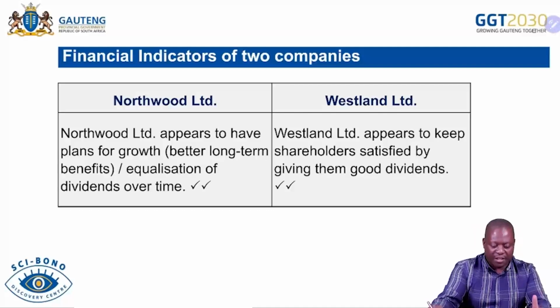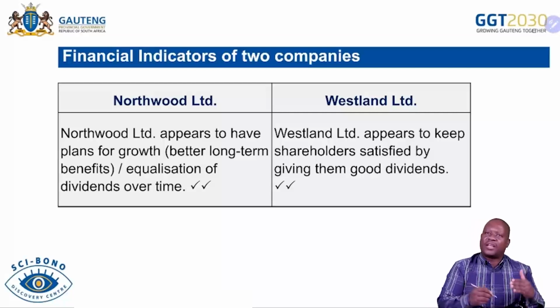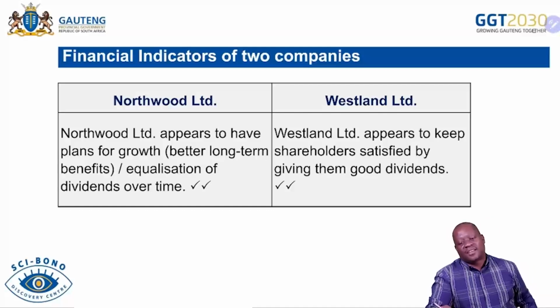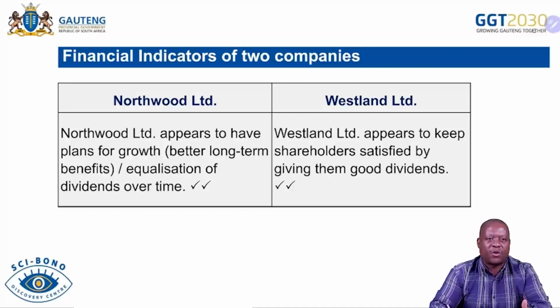Northwood Limited appears to have plans for growth, which is better for long-term benefits. So in that way, they are trying to reduce dividends that they are giving to shareholders so that they can have more retained income for the future. Westland Limited appears to keep shareholders satisfied by giving them good dividends. What does that mean? It means they want to make sure that their shareholders are happy. And how do you make shareholders happy? Give them as much dividends as you can as a company.